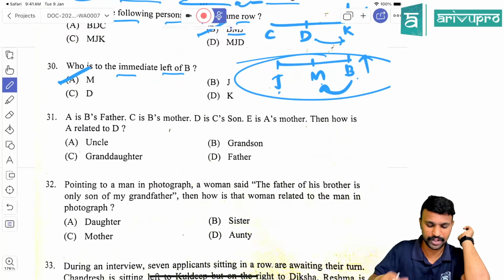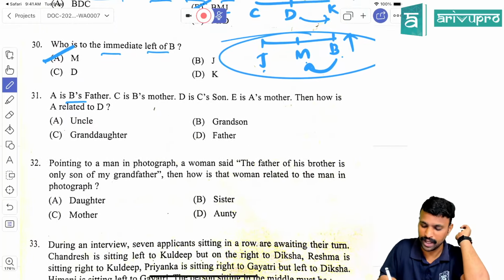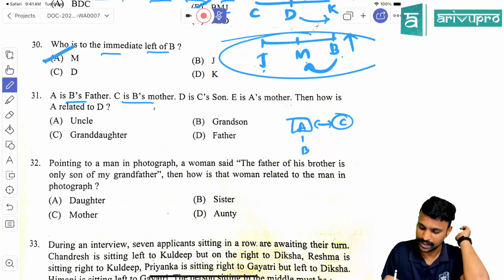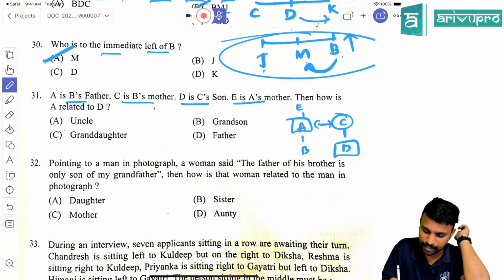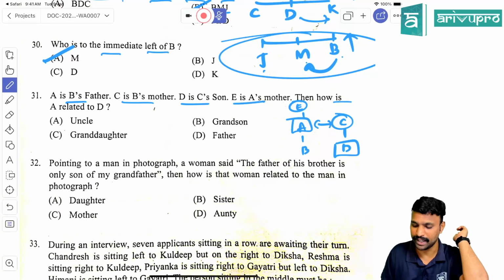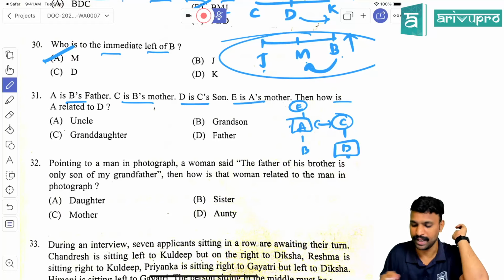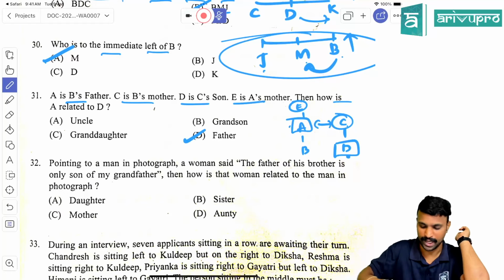All right. Next question. A is B's father. A should be above B. C is B's mother, which means obviously wife to A. Correct? Then only C is B's mother. D is C's son. D should be below C, and son means male. E is A's mother, so E is above A. Then how is A related to D? To D, A is mother's husband, that is father only. Option D is the answer.